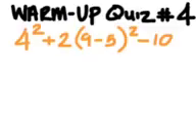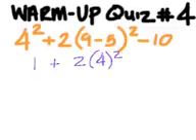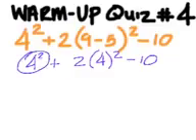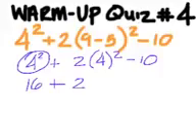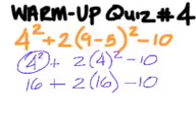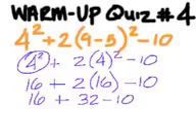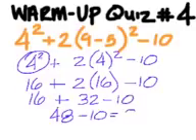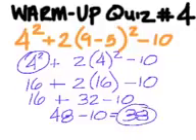Number 4. We got to go to 9 minus 5 first and get 4, and then go back and square that to come up with 16. But you also have another exponent in here, 4 squared, so you can do that one too. And another 4 squared here to get 16. You have to do 2 times 16 to get 32. So 16 plus 32 is 48, minus 10 is 38.